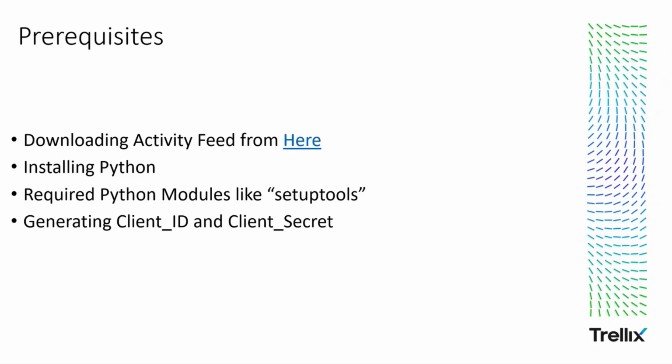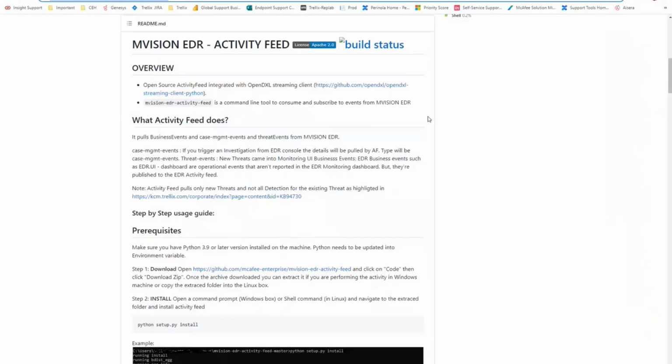All right, let's go through the prerequisites we need to use this activity feed. The first step will be to download the activity feed from this particular page. No worries, we'll share these details with you after the session. You can also do a simple web search for Trellix activity feed, and you should get the link to this page.